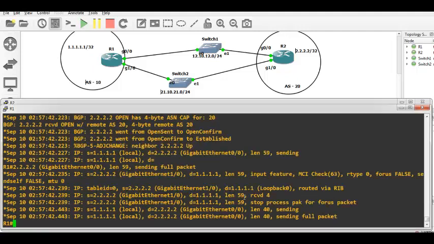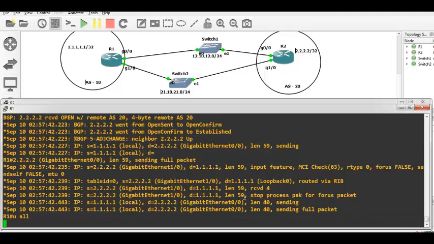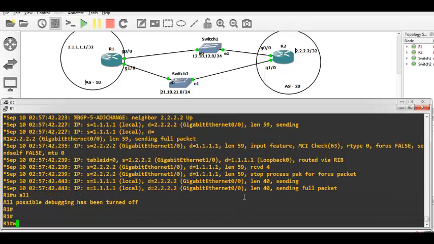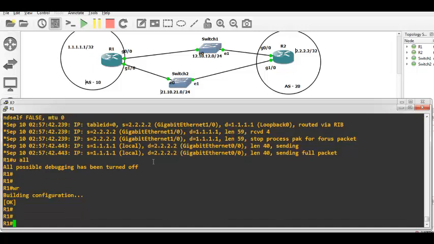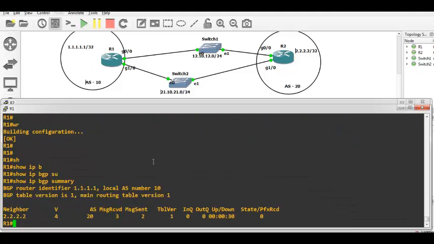Thank you. So you have seen the packet started going only when you changed the TTL value. Only when you tell BGP that it's okay, even though it is not directly connected, you may use the static route to talk. So the packet was going from 1.1.1.1 to the loopback of the remote to form the neighbor. Show IP BGP summary, you got the neighbor.